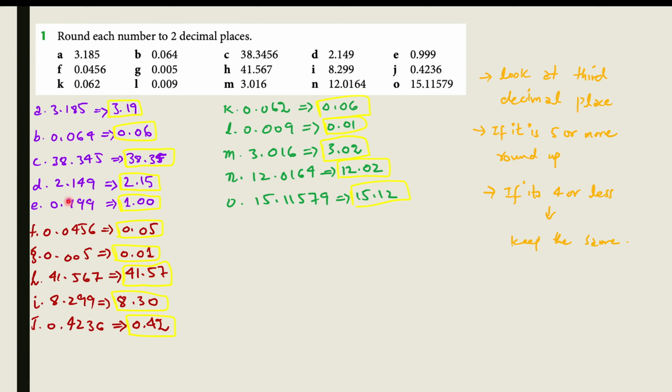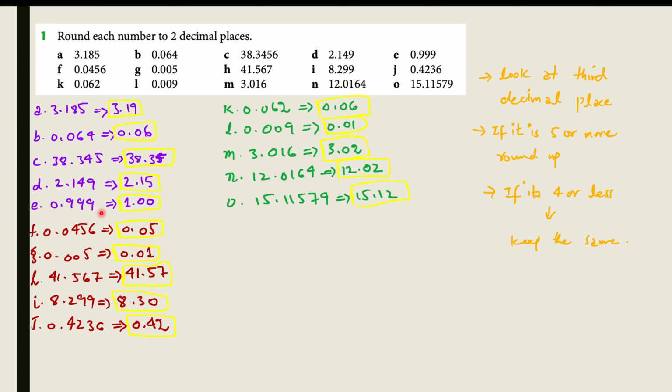So the same we will be repeating. 2.149, we look at the third decimal place. It is greater than 5, so we will increase the second decimal digit by 1. So it will become 2.15. Just a rule I have mentioned in here. If it is 4 or less, we keep the number the same. The second decimal place is kept the same. The digit is not being increased.